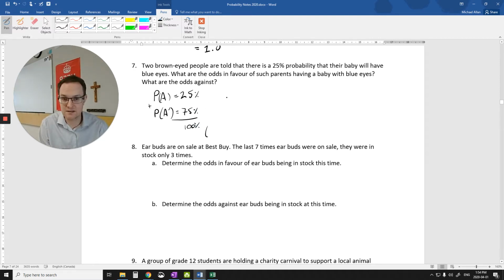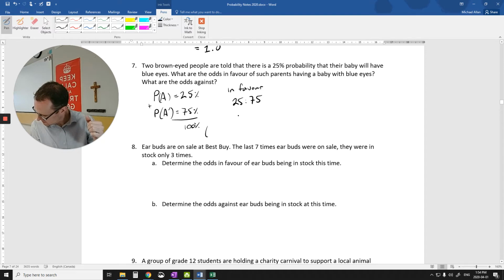So my odds in favor are 25 to 75 odds. Let's reduce that down to 1 to 3, and then against, I'm just going to flip it around and it's 3 to 1 odds against. Okay.